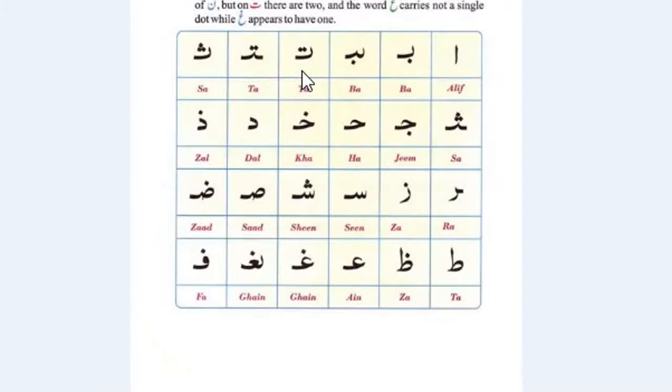Ta. When ta connects with the next letter, it is in this shape. Ta. When ta comes between two letters, it is in this shape.